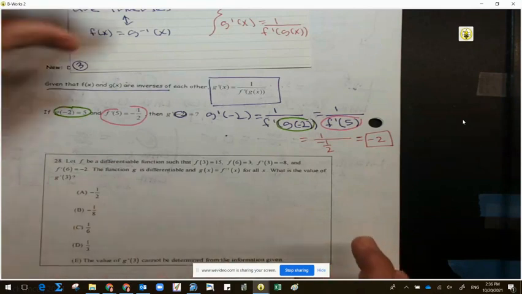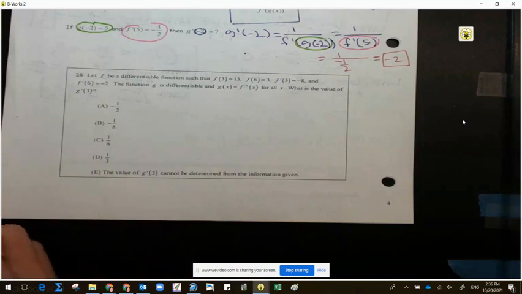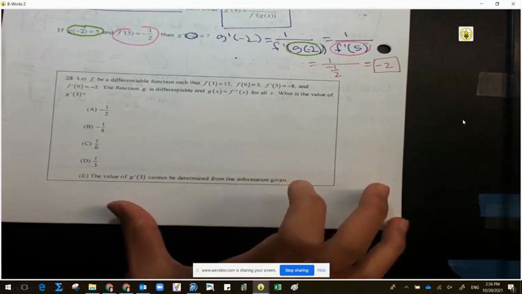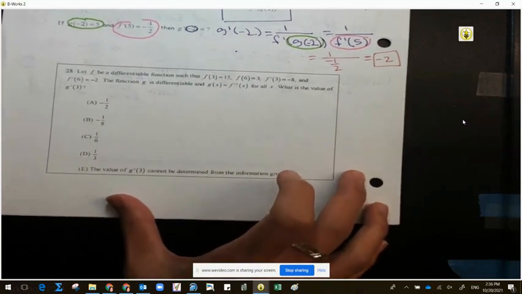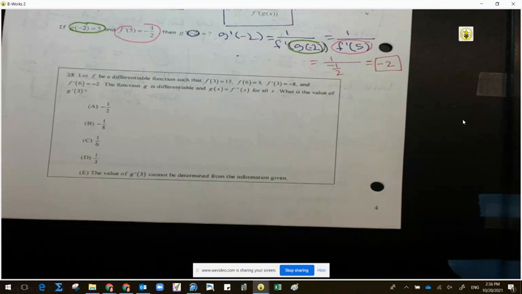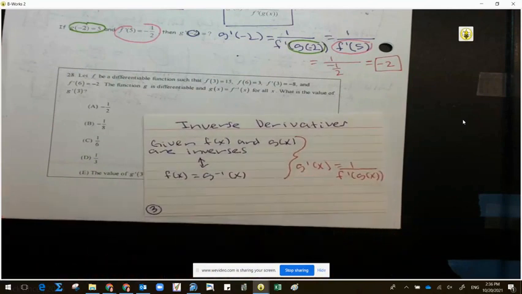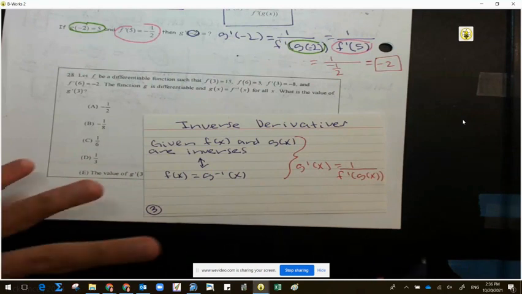All right, let's go on to number 28. Ian, go ahead and read number 28. Let f be a differentiable function such that f of 3 is equal to 15, f of 6 is equal to 3, f prime of 3 is equal to negative 8, and f prime of 6 is equal to negative 2. The function g is differentiable, and g of x is equal to the inverse of f of x for all x. What is the value of g prime of 3?